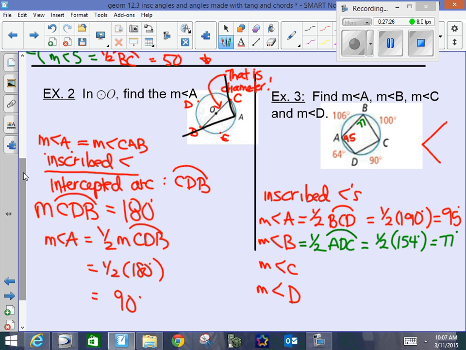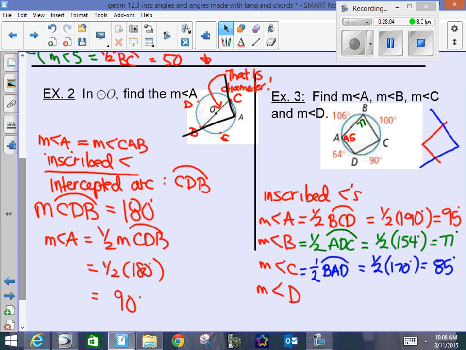All right. How about C? What's this intercepted arc, Lindy? BAD. Very good. Again, very clear. C cuts through the circle, with A in between. And what's the measure of BAD, Miss Lindsay? 170. Yep. And so half of 170 is 85. Very good. Write 85 in here. That was C.